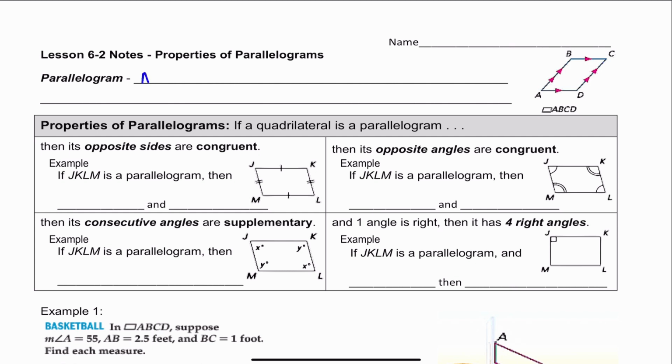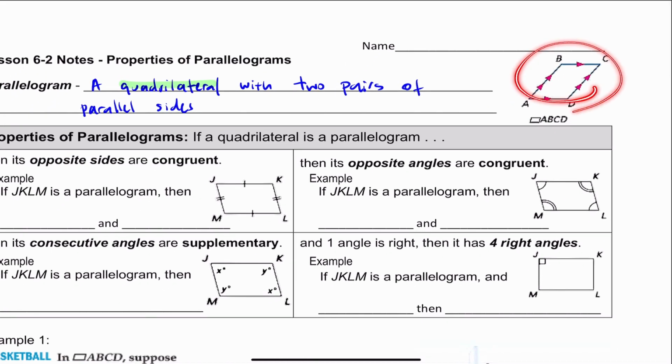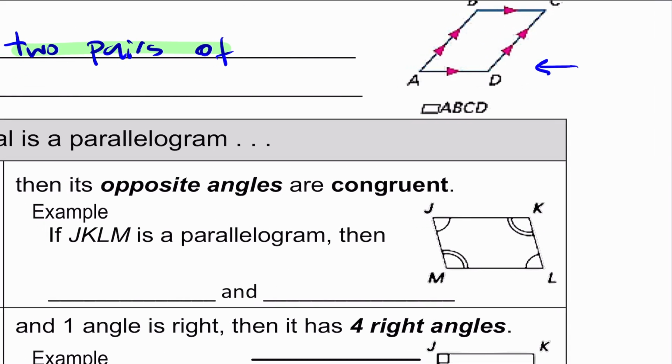A parallelogram is a quadrilateral with two pairs of parallel sides. So in this figure over here, we consider this as a parallelogram because, one, it's a quadrilateral, meaning it has four sides. And note by the arrows here, we can see that this corresponds with this. So that means that this segment is parallel to this segment. And then this segment here is parallel to that segment here. So that means that we do have a quadrilateral with two pairs of parallel sides. Hence, we call this a parallelogram.